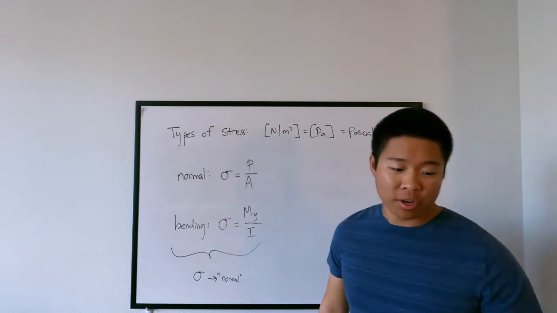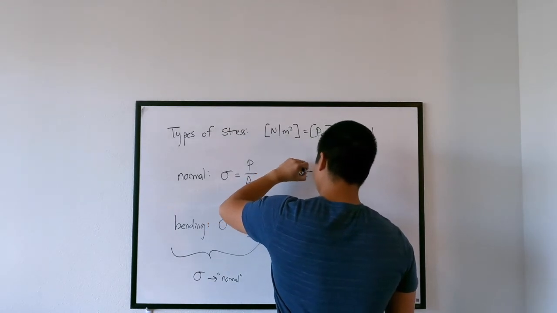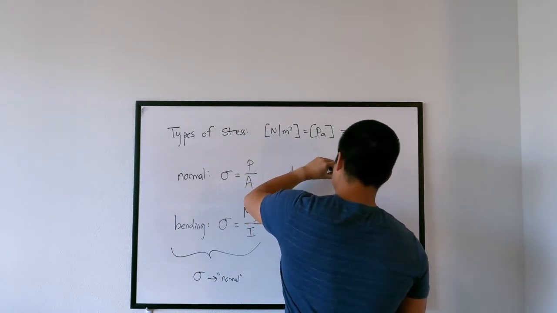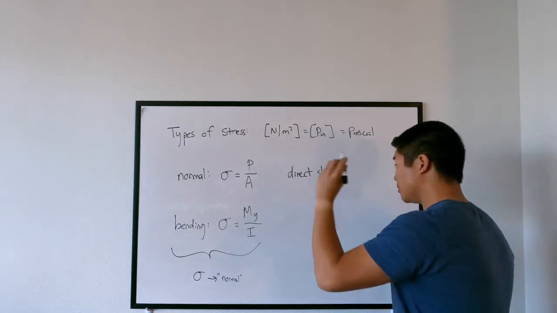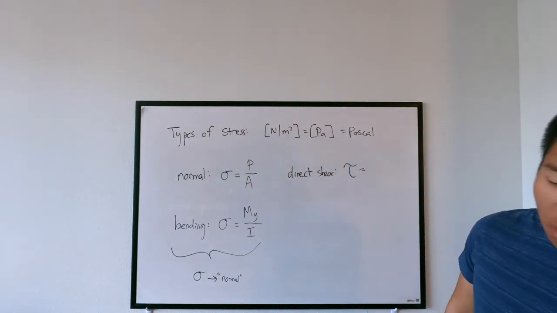The other types of stress, one is going to be called direct shear, or it's simply just shear. And this is going to be equal to tau equals VQ over It.